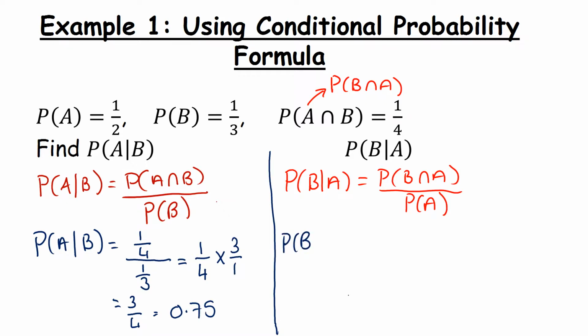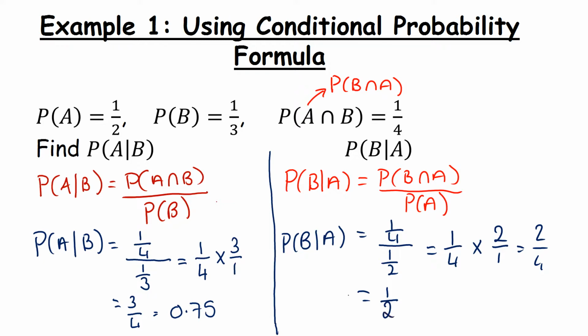So we're going to sub in what we know. The probability of B given A is equal to, we still have a quarter, but this time we're dividing by a half. As before, when you're dividing by a fraction, you can always multiply by its reciprocal, which means you flip it. This gives us 2 over 4, which simplifies down to a half, which as a decimal is 0.5. So here you can see that the probability of A given B and the probability of B given A are not necessarily the same. It can turn out that they are, but that is coincidence. In the majority of cases you'll find that these two are different. So do be careful with that.